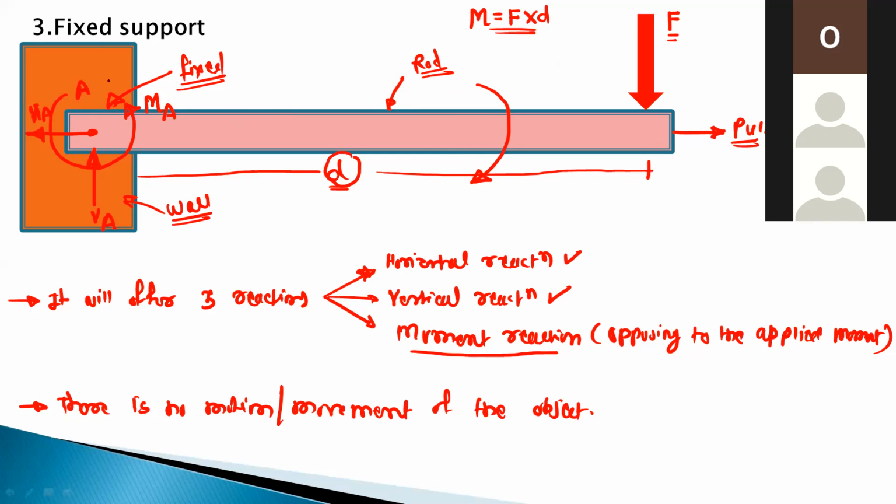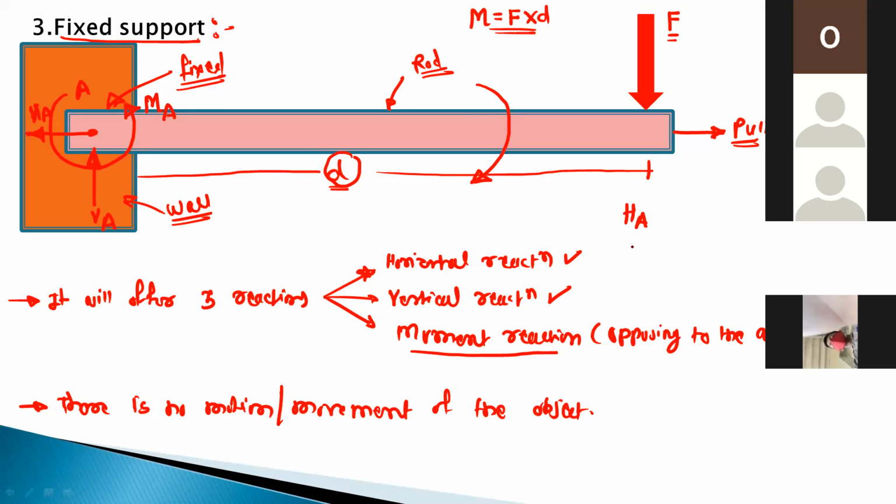Okay. And therefore, the fixed support will have three reactions. One reaction is the horizontal reaction, second will be the vertical reaction, and third will be the moment reaction, that is MA. Okay. So I hope this concept is clear. What is the meaning of fixed support and what are the reactions? If there is any horizontal force, then there will be HA reaction. If there is some vertical force, then there will be vertical reaction VA. And if there is a moment in the system, then there will be a counter moment, which is called a moment reaction. So this is MA.